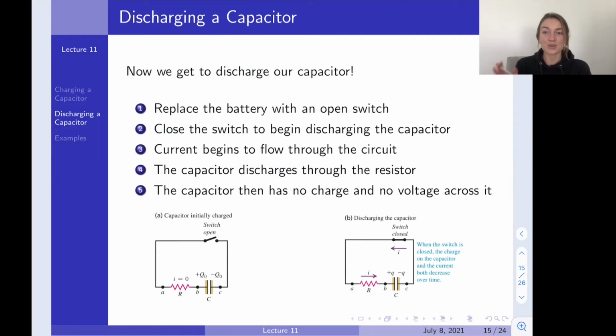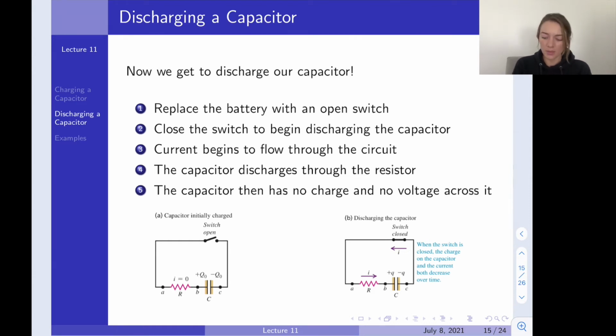So now we get to discharge our capacitor. We charged it up, and now we want to discharge it. So how do we do that? It's the same thing we just did, but in reverse, obviously. We take out our battery because we're not charging it anymore, and we replace our battery with this open switch. So our capacitor is totally charged, and we don't have a full circuit yet. Then we close the switch.